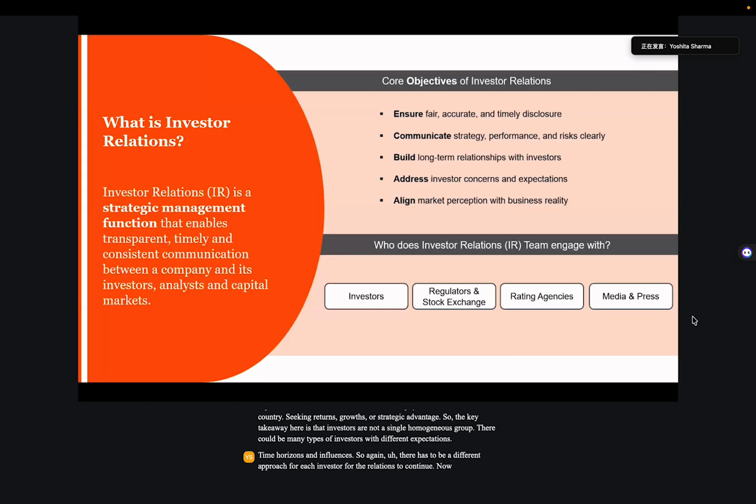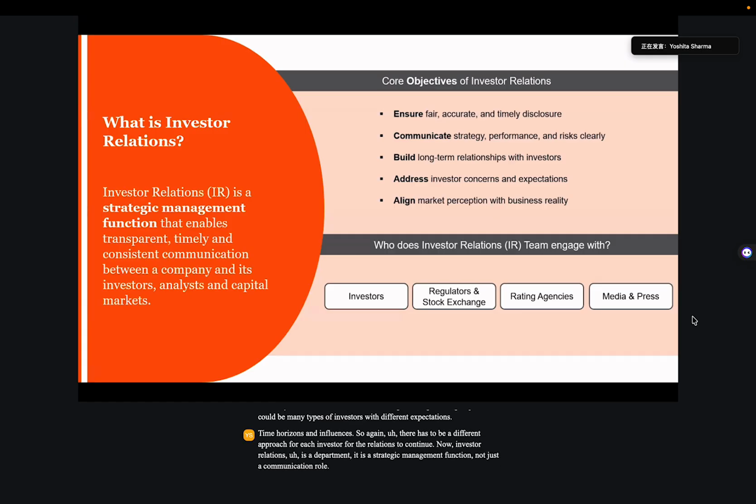Now, investor relations is a department. It is a strategic management function, not just a communication role, that ensures that whatever the company is doing is known publicly, very clearly, consistently, and credibly. It has to be understood by the capital markets and the investors.